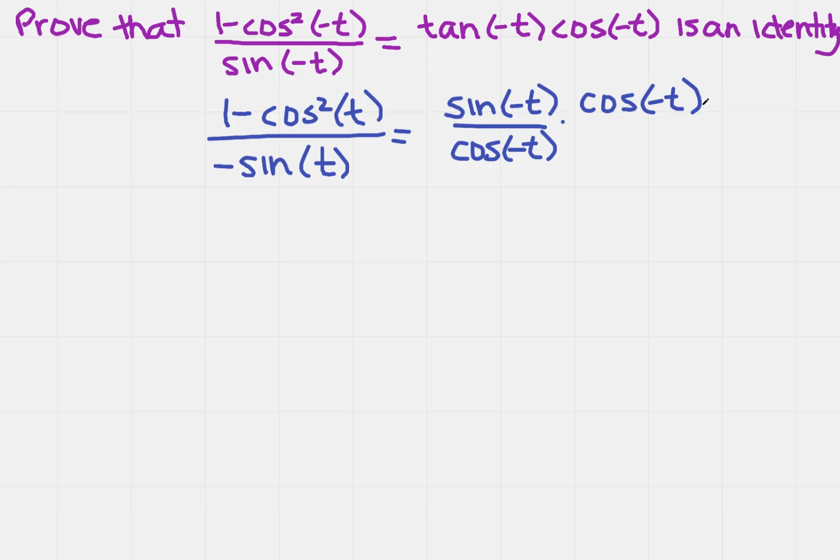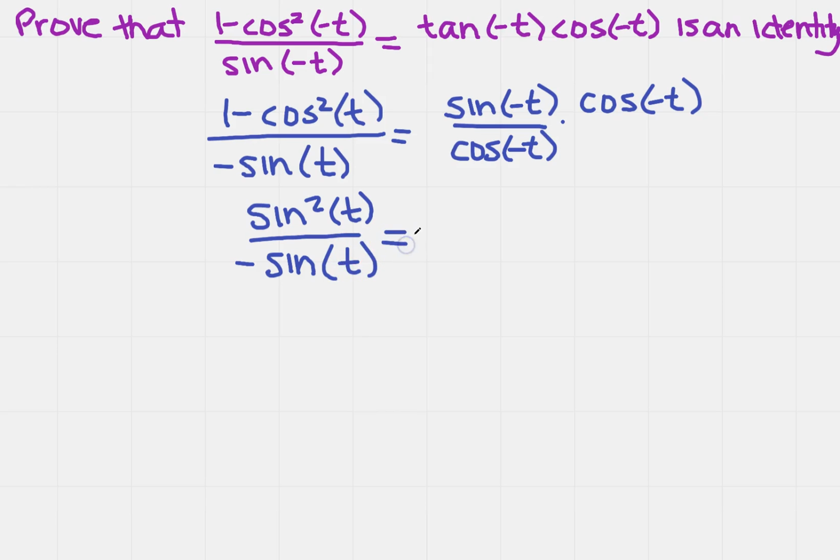Well, on the left-hand side, it's given me awesome things, right? I've got 1 minus the cosine squared of t. So that's going to simplify to the sine squared of t over minus sine of t.